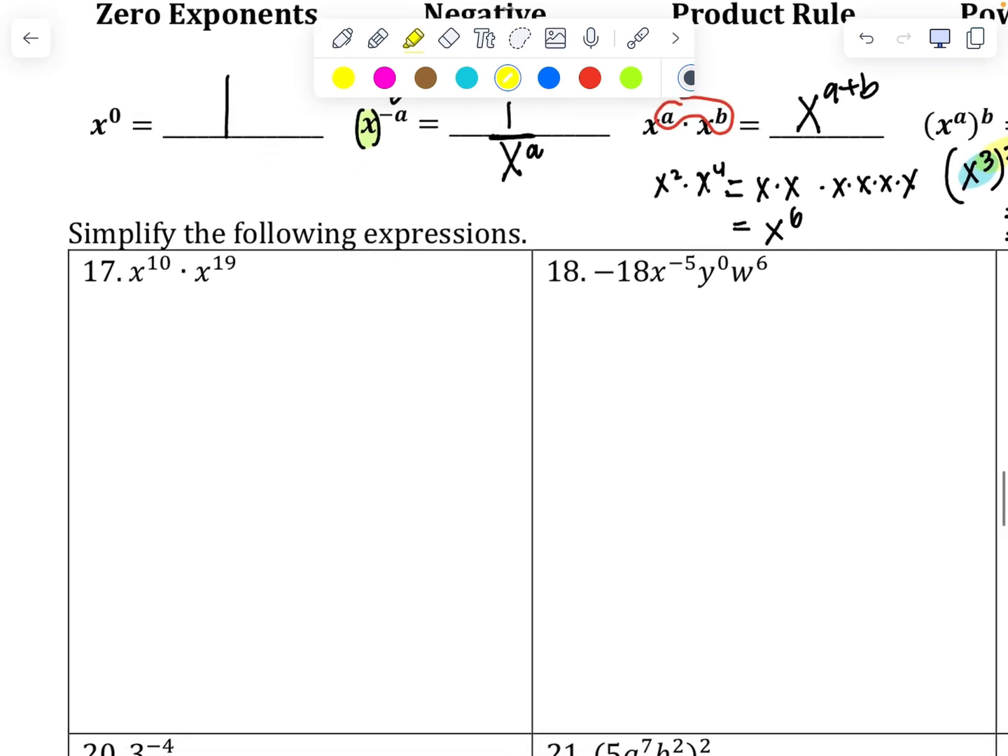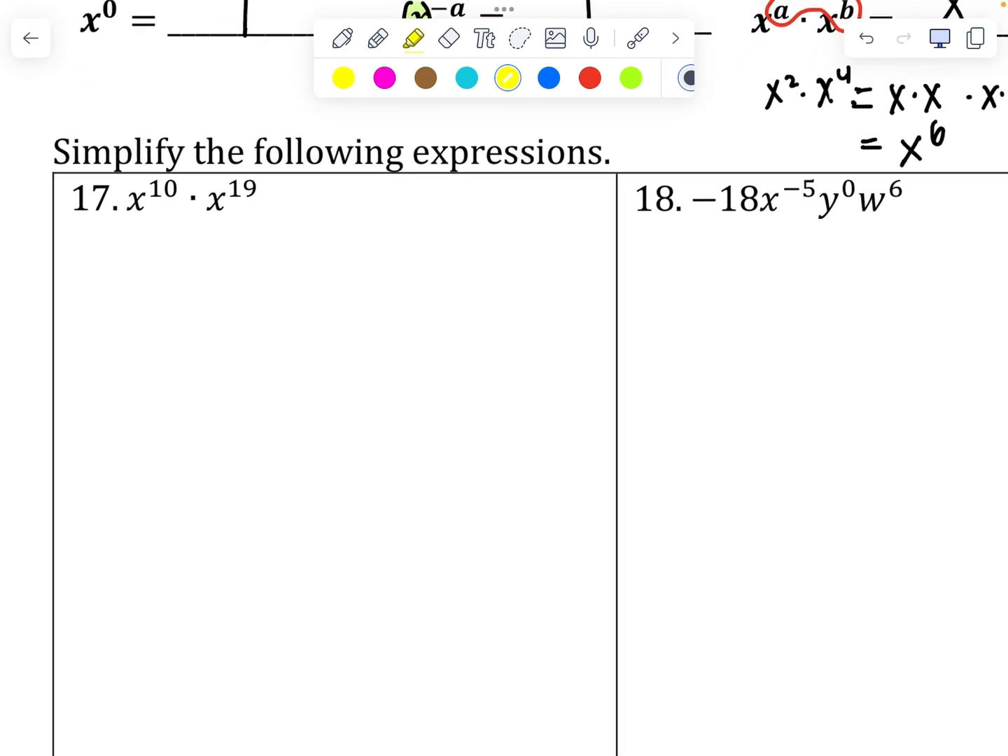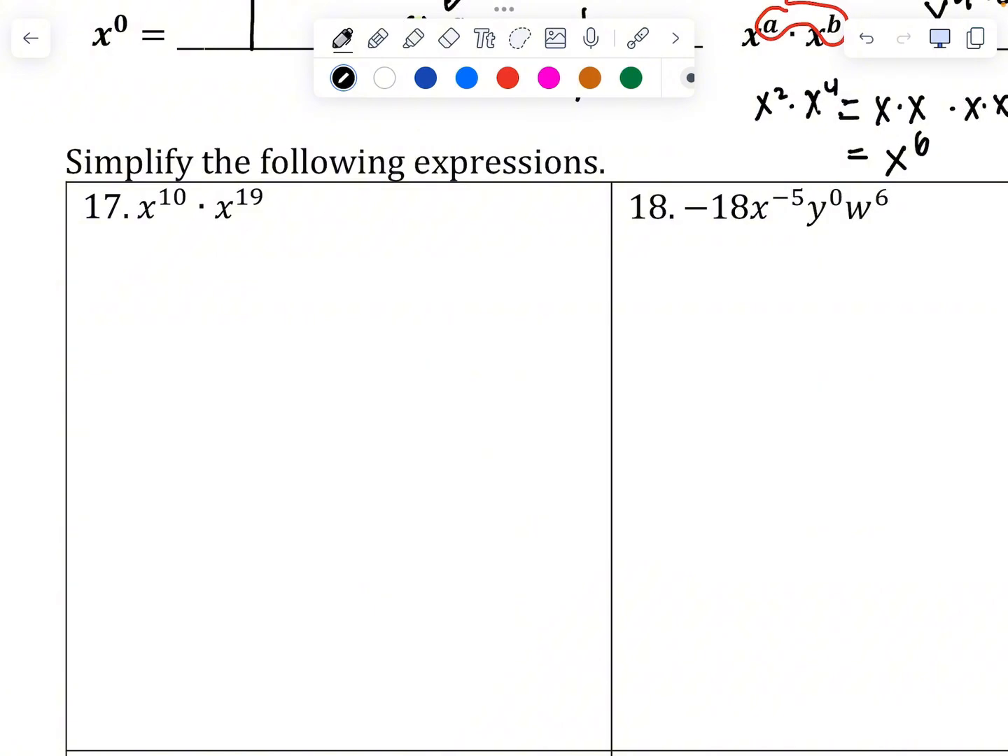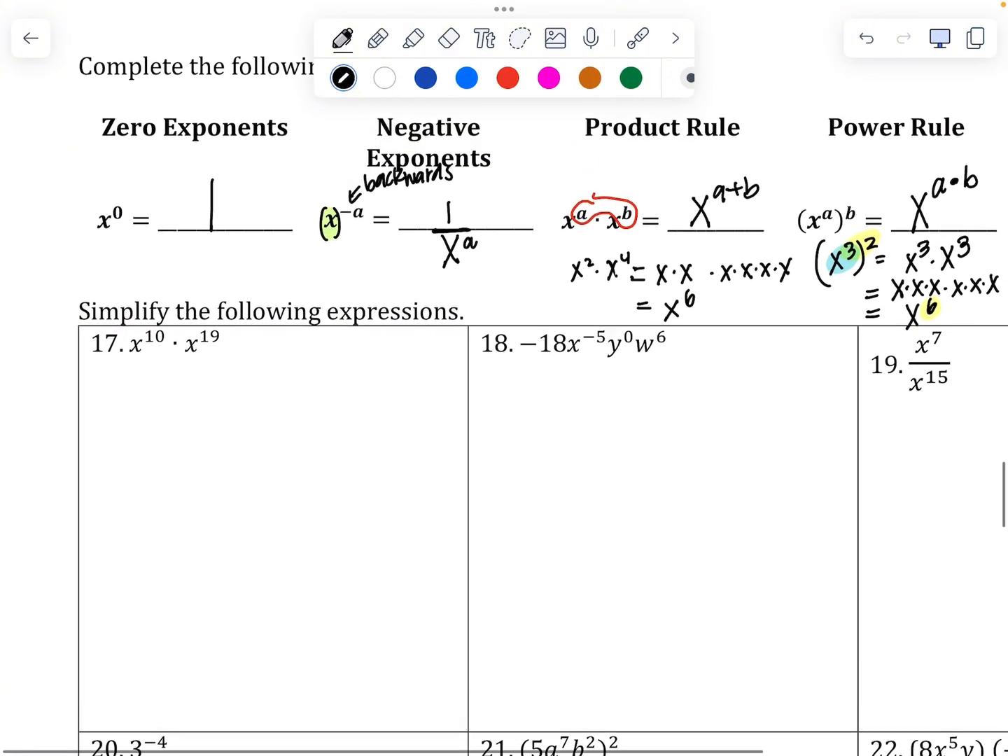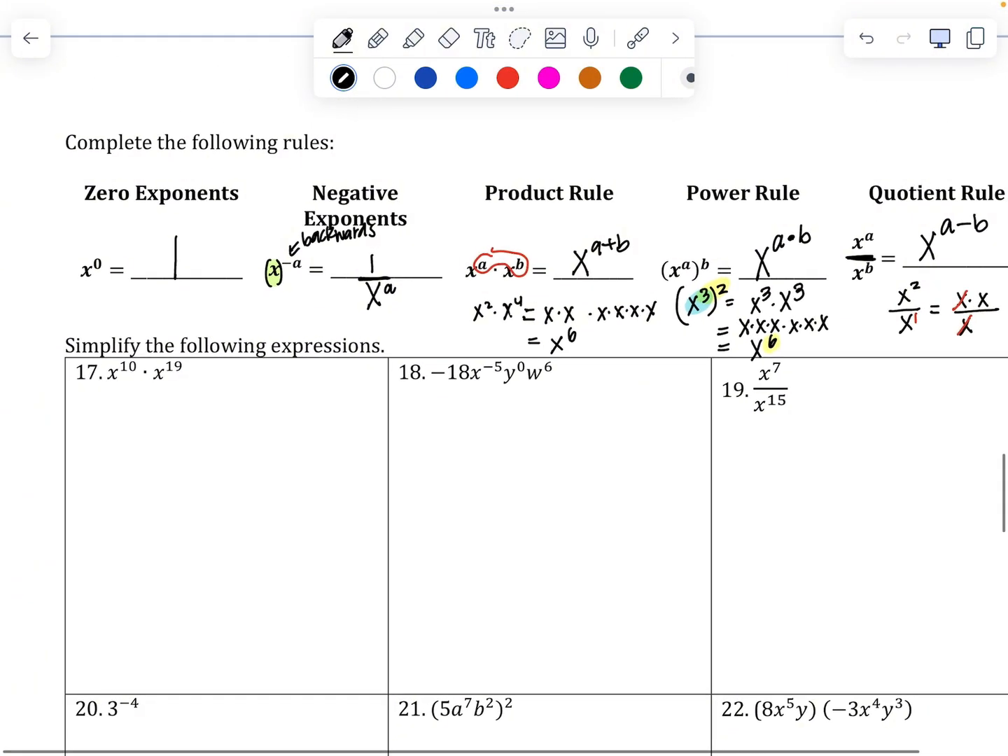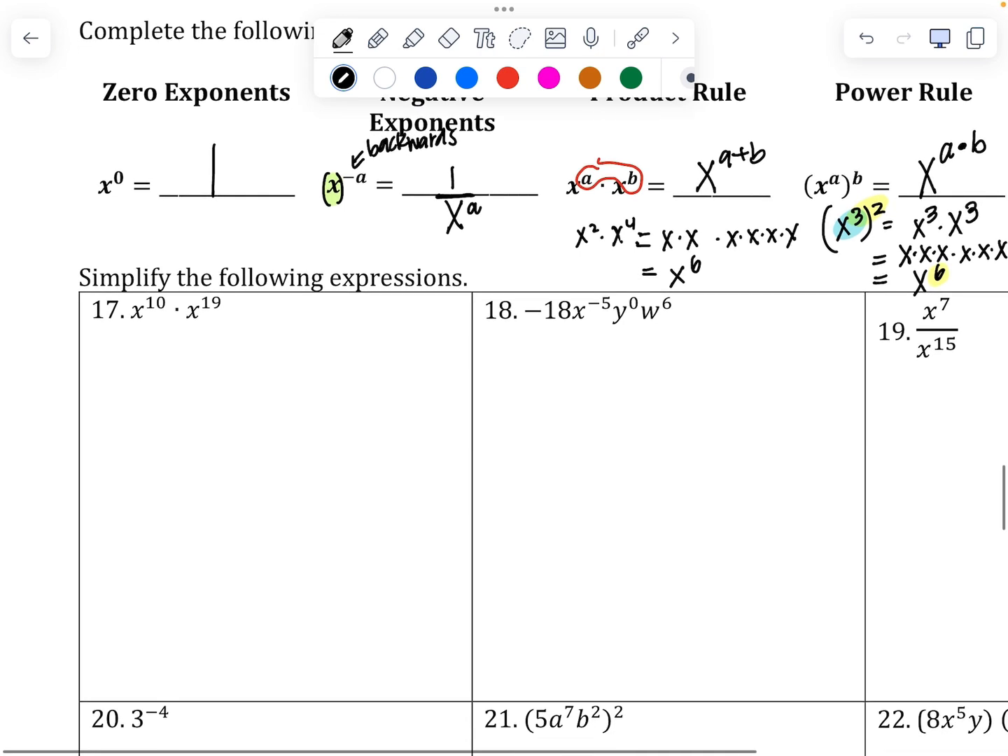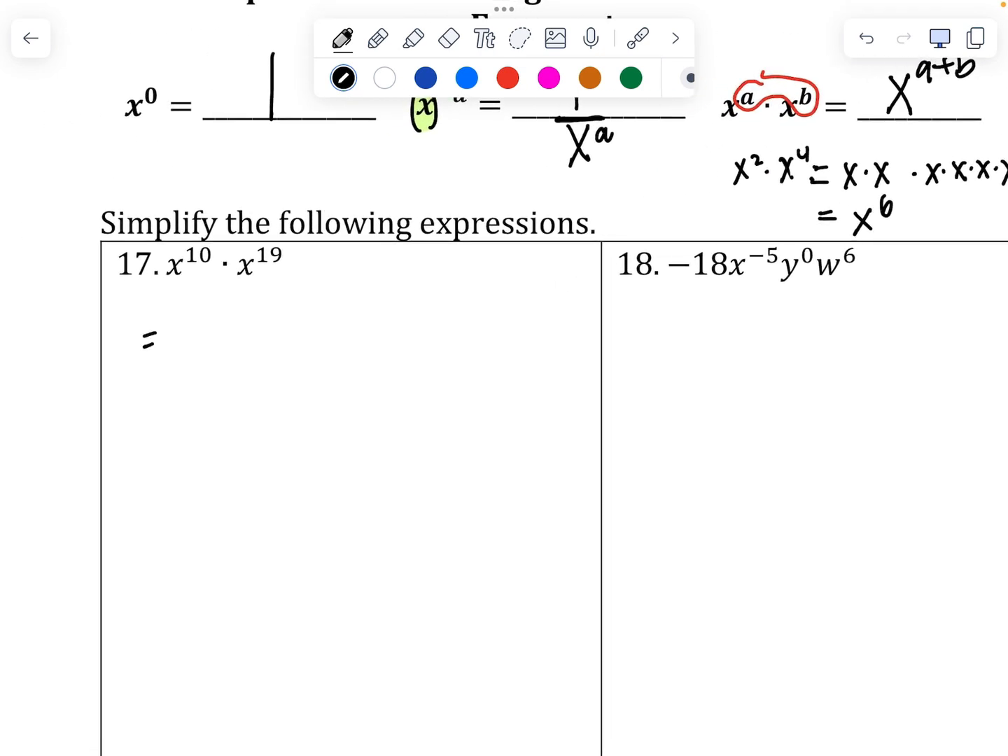Let's try one out. Let's do 17. We can use the rule, and you look at the top. Always look, and it's product rule. You could expand it out, but I will tell you right now that all you have to do is, since they have the same base, you add their exponents. So this is x to the power of 29, and you are done. It saves you a lot of time.